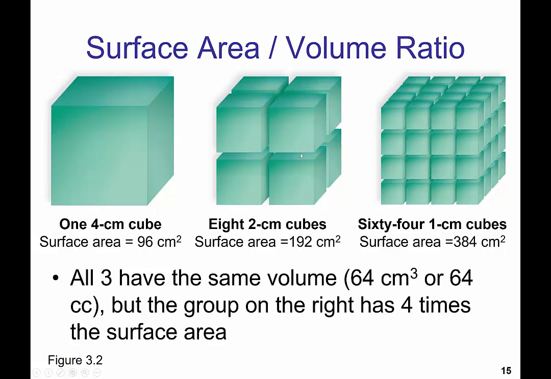If we were to slice that 3 different ways so that we have 8 2-centimeter cubes, the surface area is now 192 square centimeters. If we slice that again several ways into 64 1-centimeter cubes, now the surface area is 4 times that at 384 square centimeters. Notice how all 3 of these have the same volume, but the group on this far right with the 64 1-centimeter cubes has 4 times the surface area of the single cube on the left.